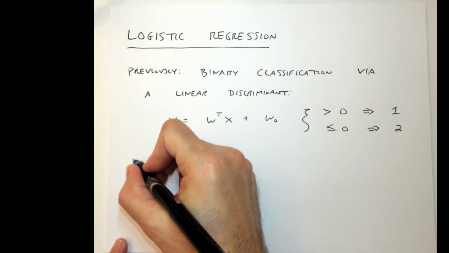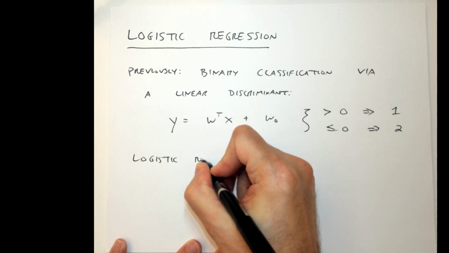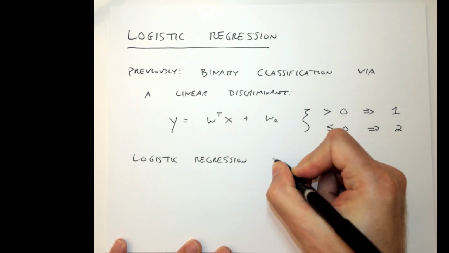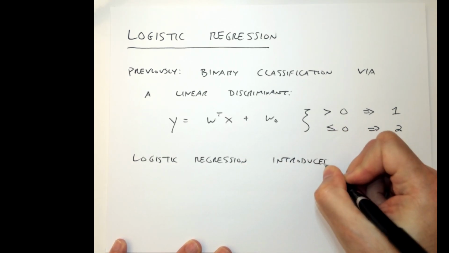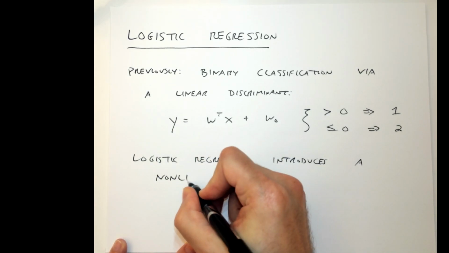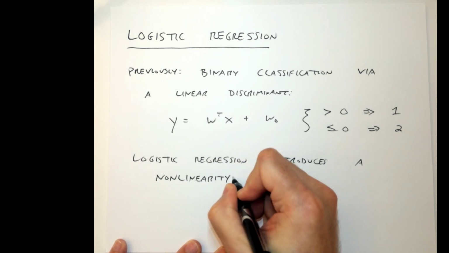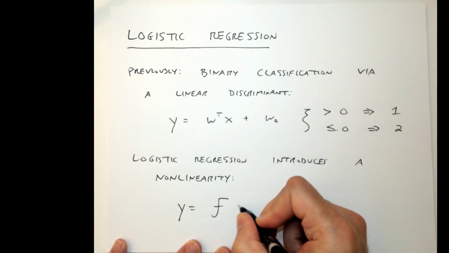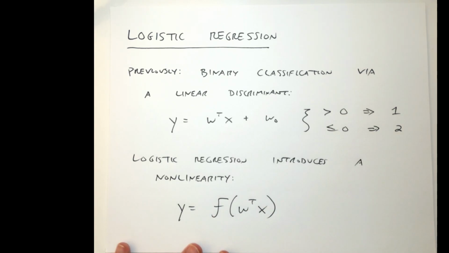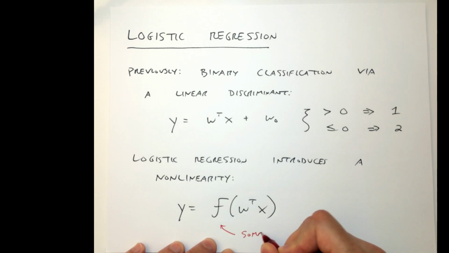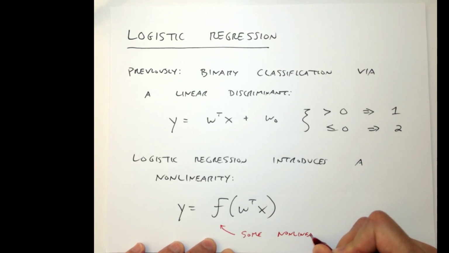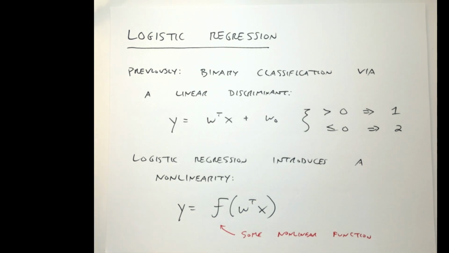So, the idea is that logistic regression introduces a nonlinearity. So my model is going to look like some function f of w transpose x, where f is some nonlinear function. And what that means is that now my decision is no longer going to be linear in the weights. It's going to be nonlinear in the weights.